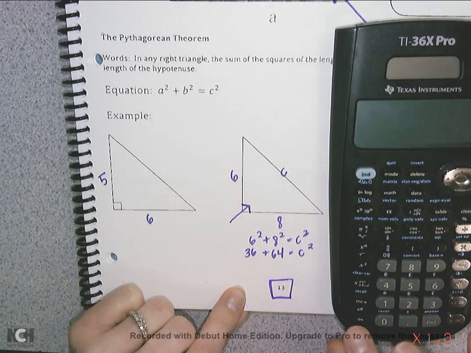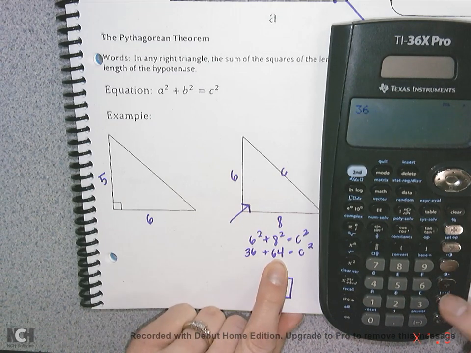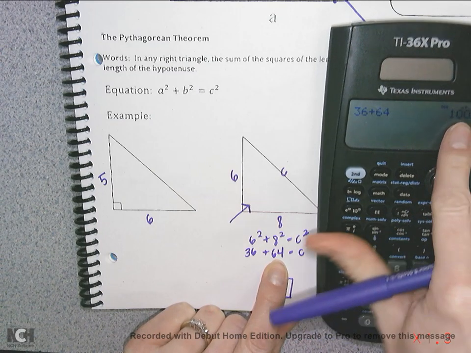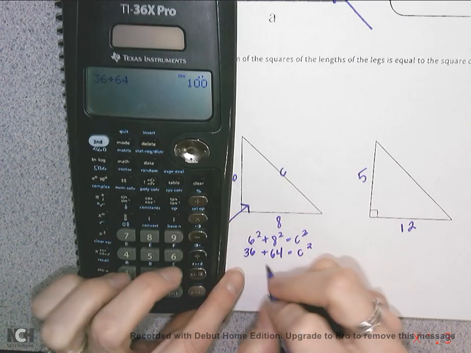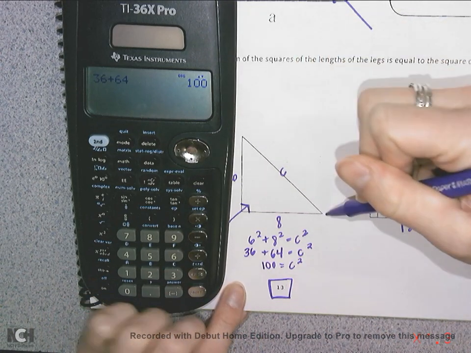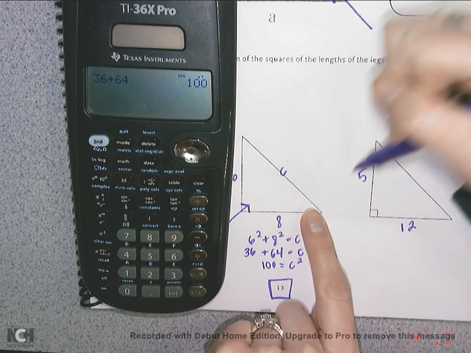So then in our calculator, because we're just going to make sure we're doing it correctly, we're going to add our two little areas, 36 and 64, and we have a total area of 100. So 100 is our big area for our hypotenuse. But we want to know the side length, so we want to know the root of this big area.